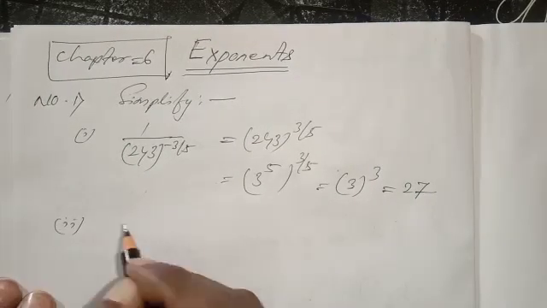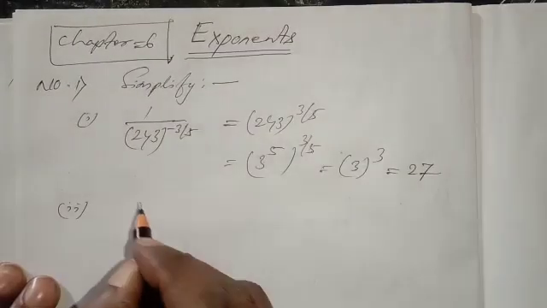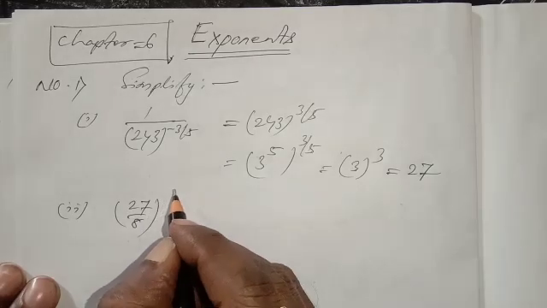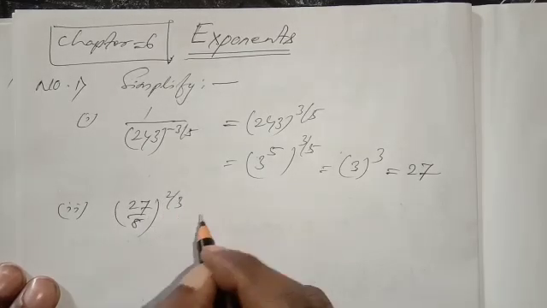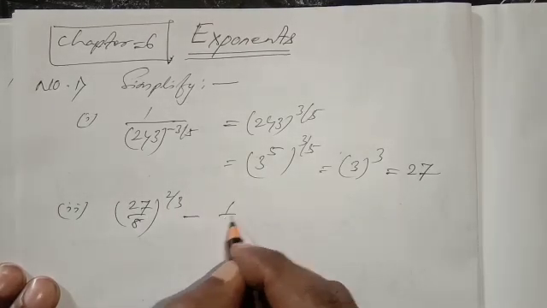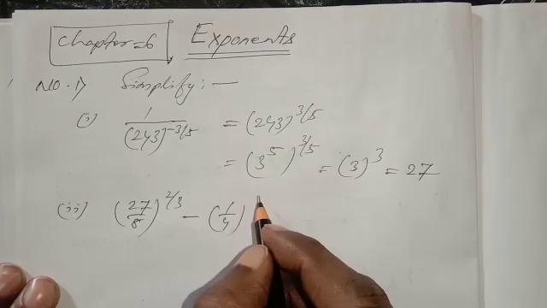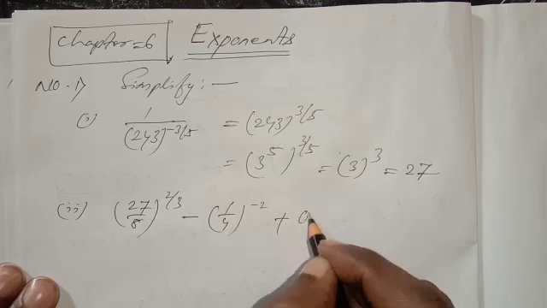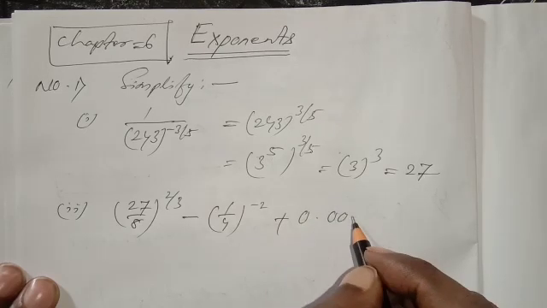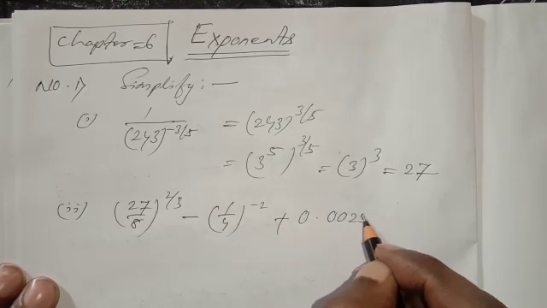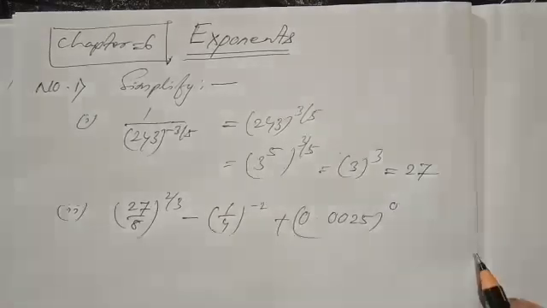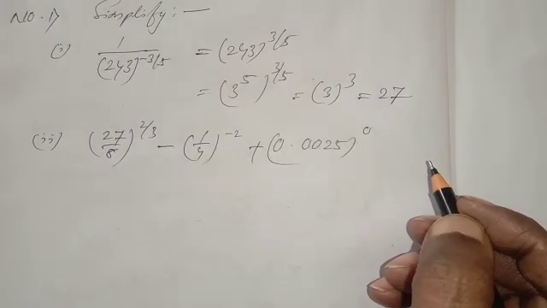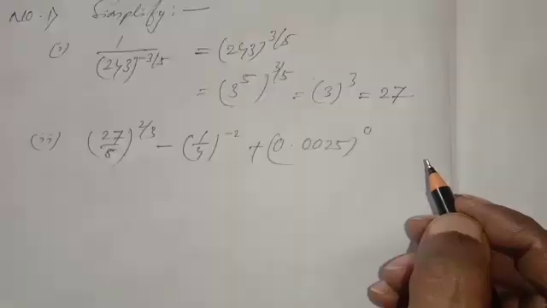See the second part. The question given is 27 by 8 whole to the power 2 by 3, minus 1 by 4 whole to the power minus 2, plus 0.0025 whole to the power 0. This is the question given. You have to simplify. First of all, you know what is the value if the power is 0.